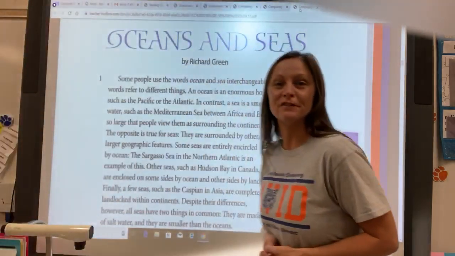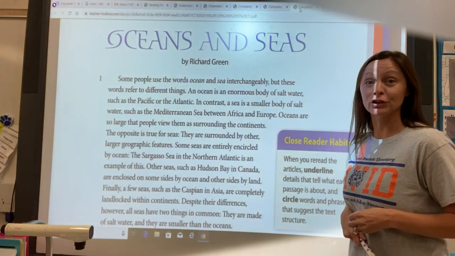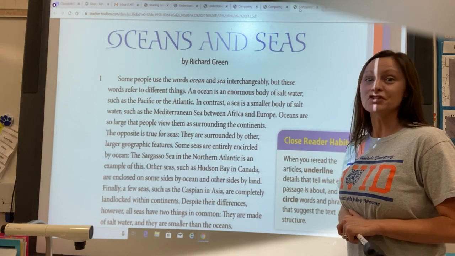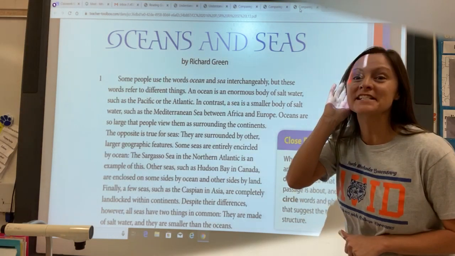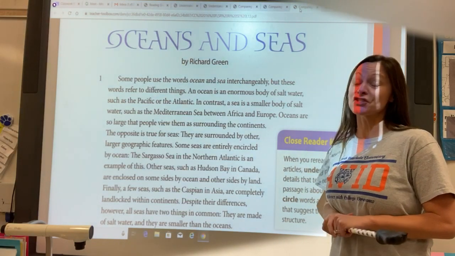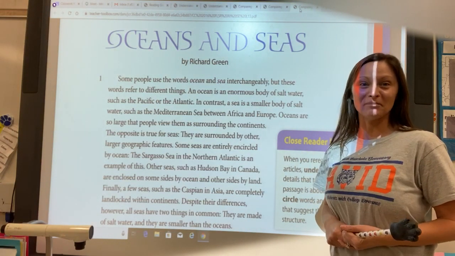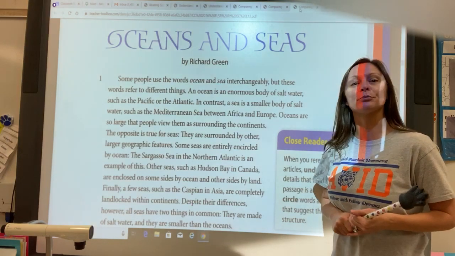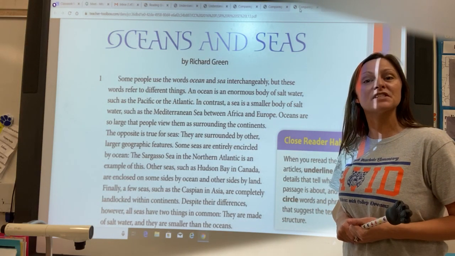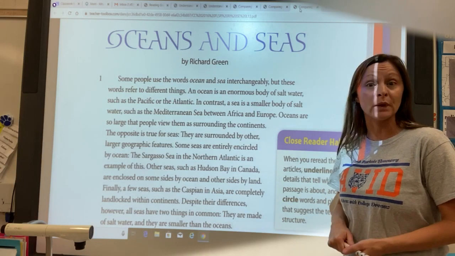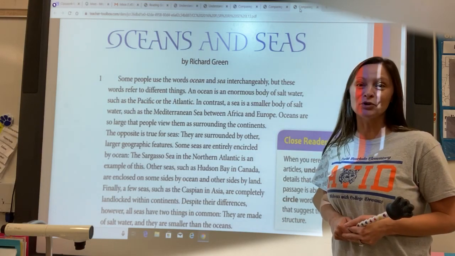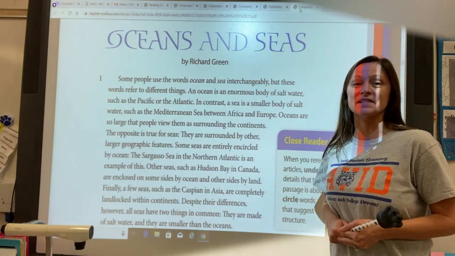Did you figure it out? With all of those clues, you can determine the text structure of this article. Do you have an answer? What is it? If you said compare and contrast, you are right. Great job on that. And the author's purpose of this article is to determine similarities and differences between oceans and seas and between types of seas. Comparing texts can help you understand their structures and purposes.